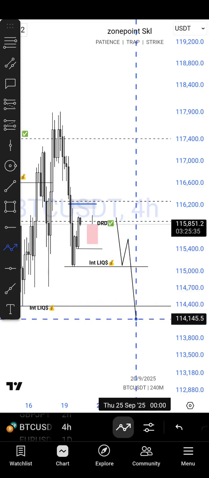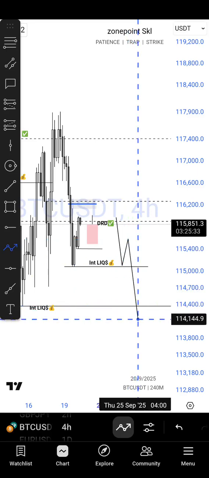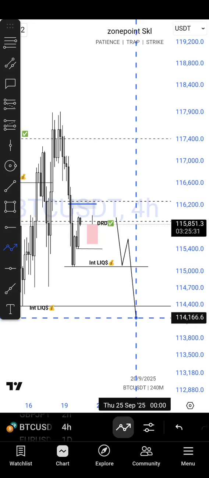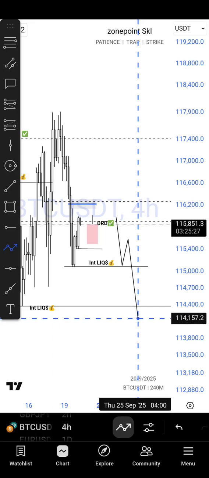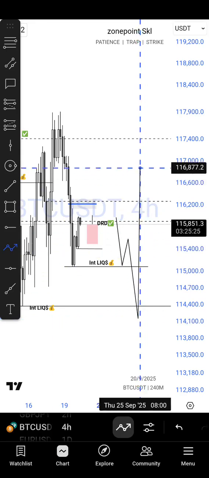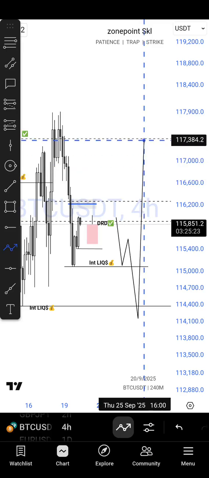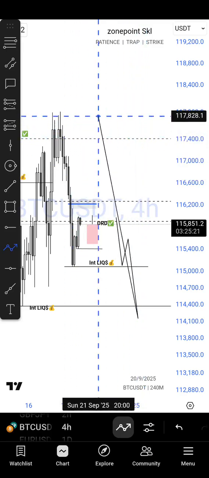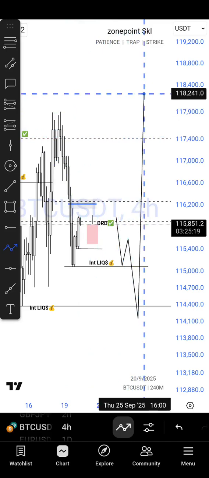Once you take out this internal liquidity to a key level, either an OC key level, open and close gap, or a support key level, once you tap into it, that is when it will start moving bullish to come and take out this external liquidity again.